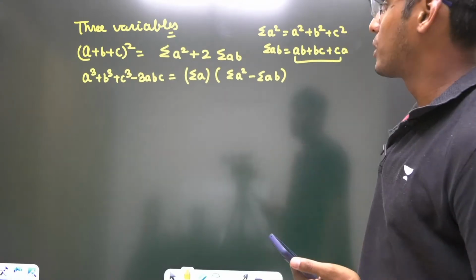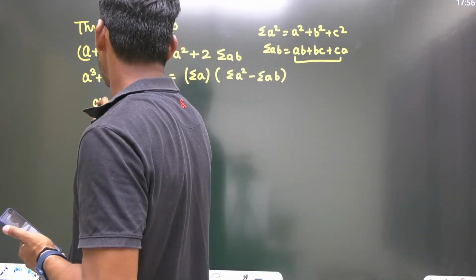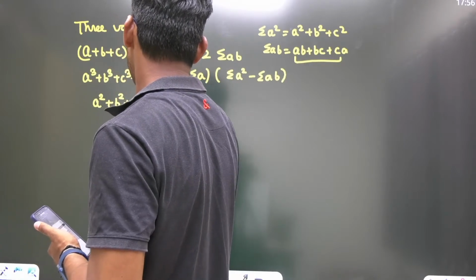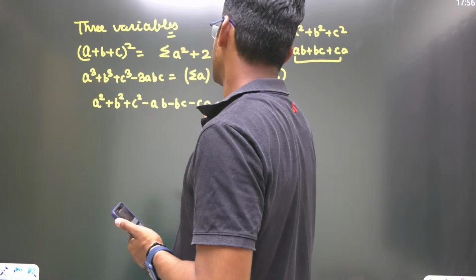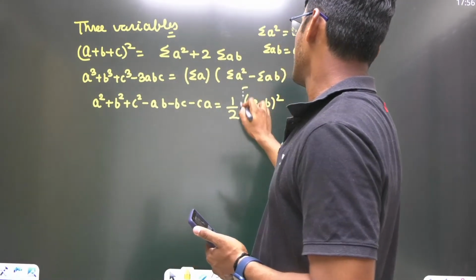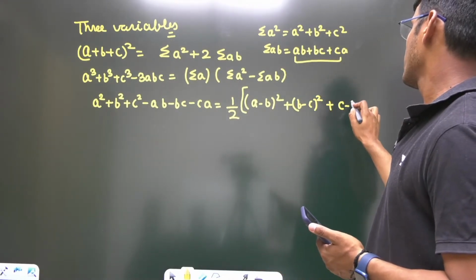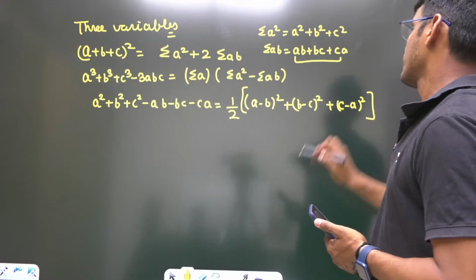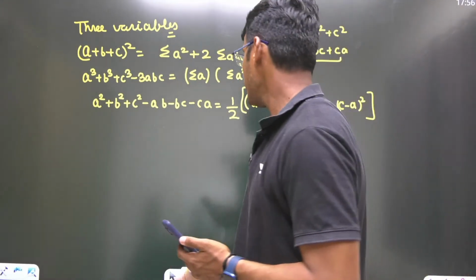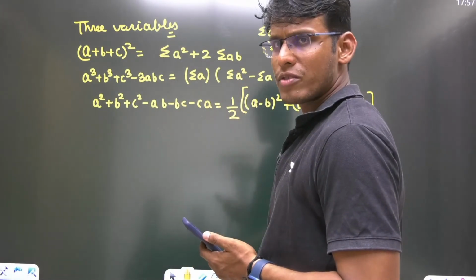So I call it the mother of all identities. This is a very important identity, and you need to remember this. This expression which we have here is actually equal to half of (A minus B) square plus (B minus C) square plus (C minus A) square. We got one question from this, if you remember. You just multiply it by 2 and then it gets verified.